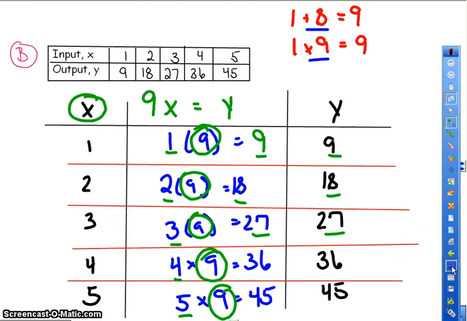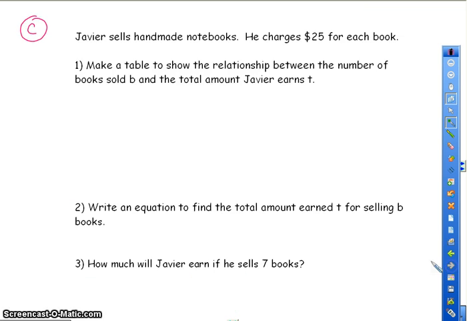Okay? And the last one's a little bit more complicated because it's a word problem. It says Javier sells handmade notebooks. He charges $25 for each book. Make a table to show the relationship between the number of books sold, B, and the total amount Javier earns, T. So I'm going to make a table first of all, just like I've been doing.